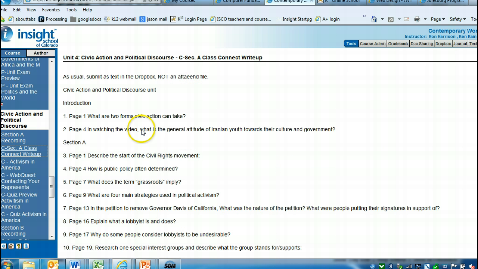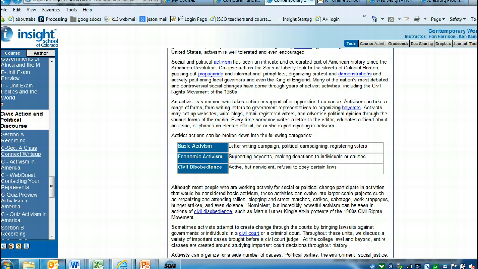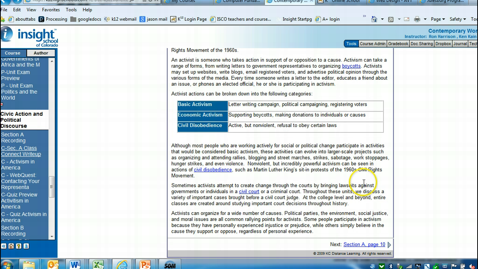So if I go back to the Class Connect write-up, you'll see right here it says, what are the 4 main strategies used in political activism? Well, I just mentioned those, didn't I? So this is talking about what people can do. And of course, we've learned a little bit about civil disobedience. Dr. Martin Luther King stressed that. And you can learn a lot more about how activists try to go through the courts with lawsuits and things like that.